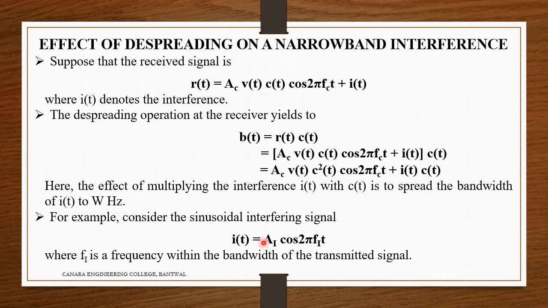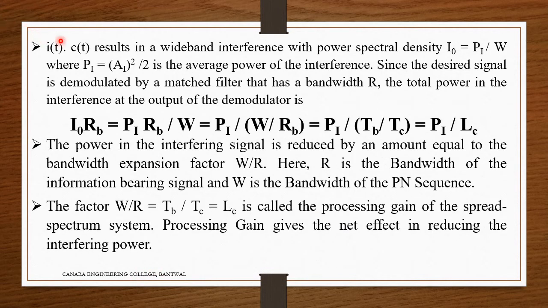For example, consider a sinusoidal interfering signal, I of t equal to AI cos 2 pi Fi of t, where Fi is a frequency within the bandwidth of the transmitted signal. Then I of t into C of t results in a wideband interference with the power spectral density I naught equal to Pi divided by W, where Pi is equal to AI square divided by 2. That is what we studied, remember, in the third module. Pi is the average power of the interference, and AI is its amplitude.